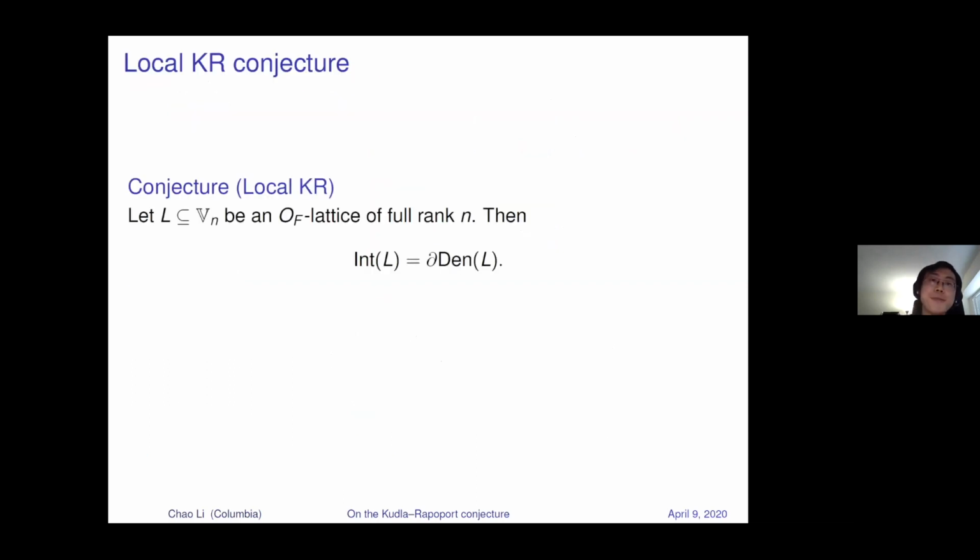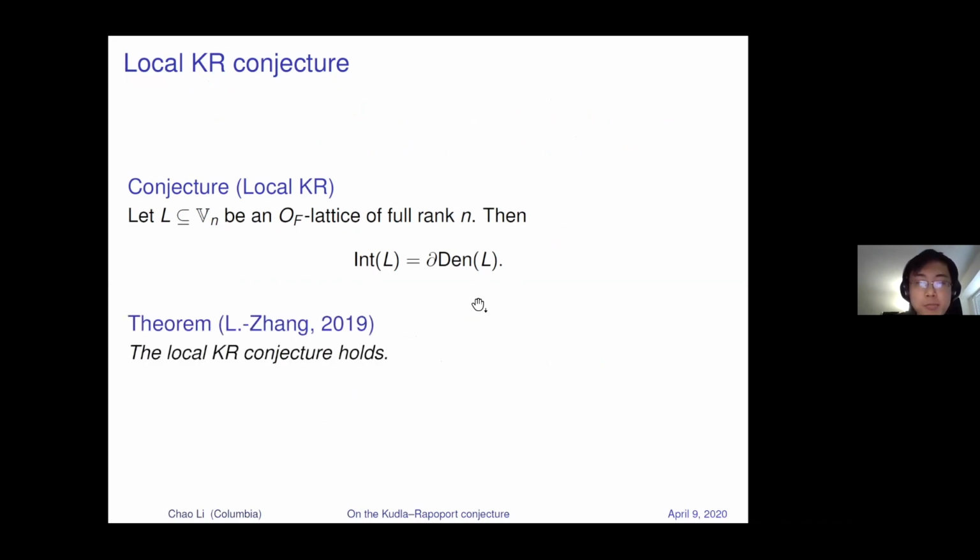Okay, so the general conjecture is that it's not only a special case. It's true in complete generality. If I take L to be an arbitrary rank n lattice inside this Hermitian space, then these two quantities are always the same. And the main theorem, the key crucial theorem, is that this local Kudla-Rapoport conjecture holds for arbitrary rank n lattice.